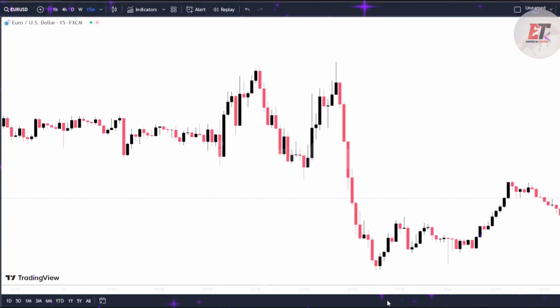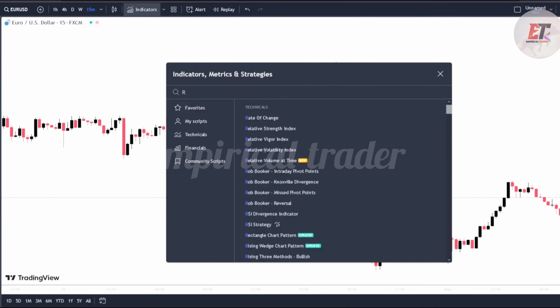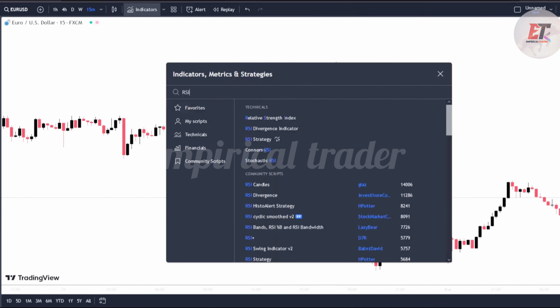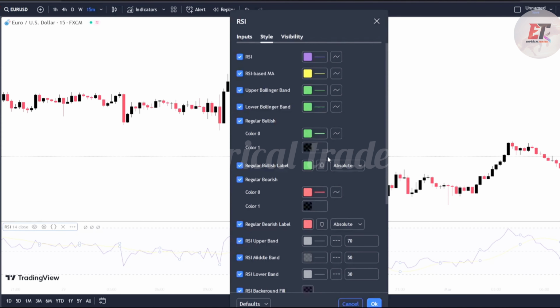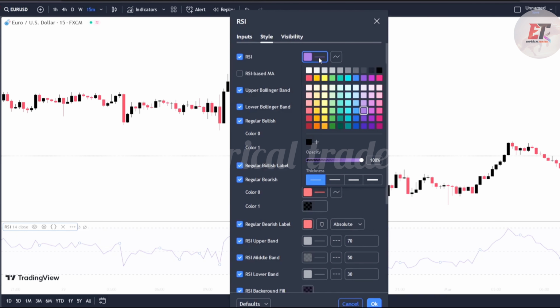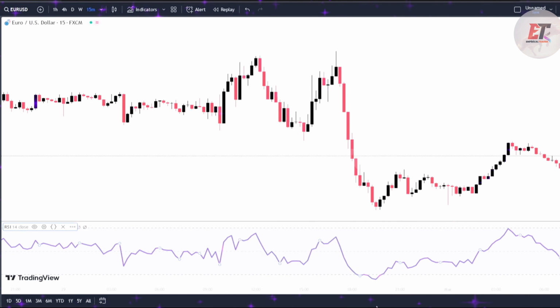To add the RSI indicator to your chart, you need TradingView, and go to the Indicators tab and type RSI and click on the Relative Strength Index. We can also do some modifications. We click on the settings of the indicator, click on the Style tab, and disable the RSI-based MA. You can also change the color right here, or make the lines thicker. I will make some points thicker so it becomes easier to see.